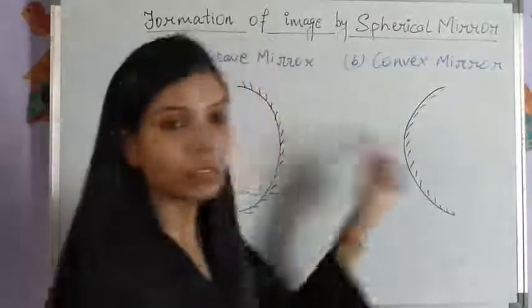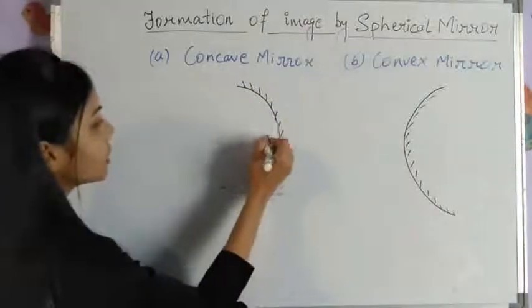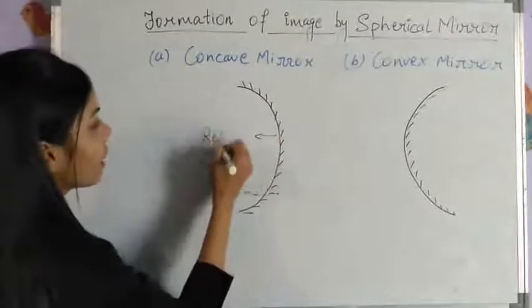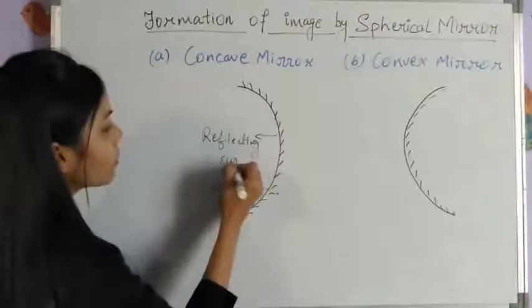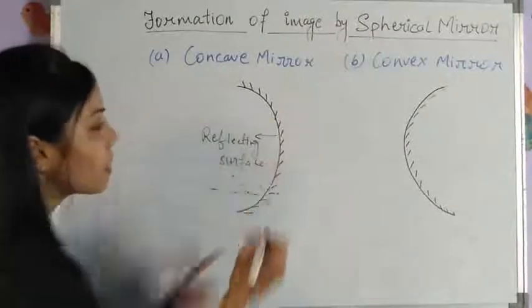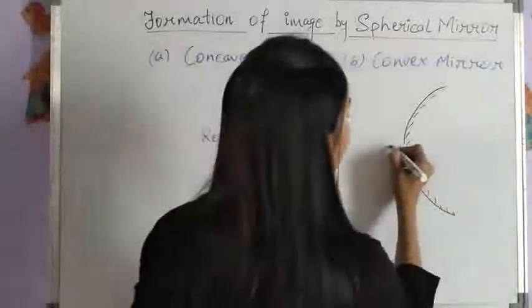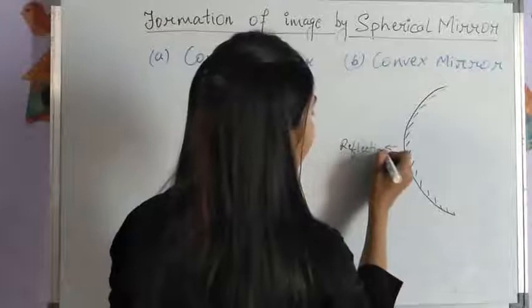So can you make out the difference? In concave mirror, this is the reflecting surface. This is the reflecting surface, right? Whereas in a convex mirror, this bulging outward portion is our reflecting surface, right?